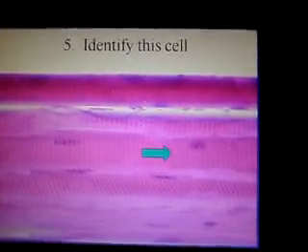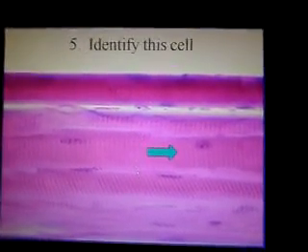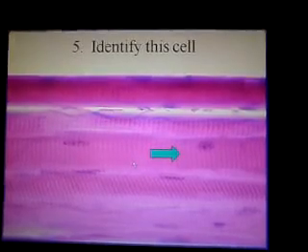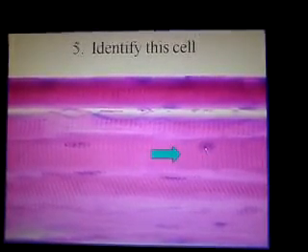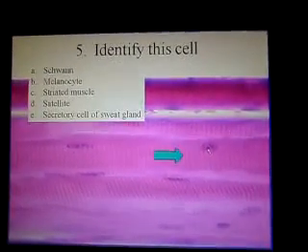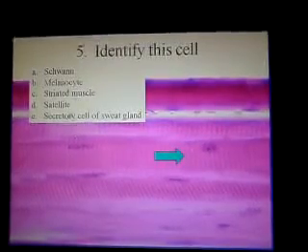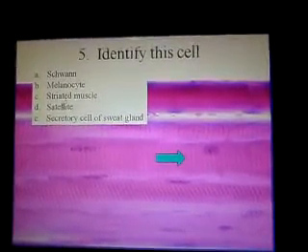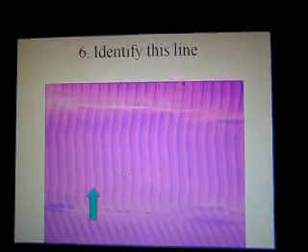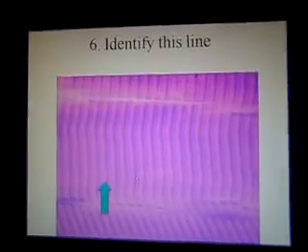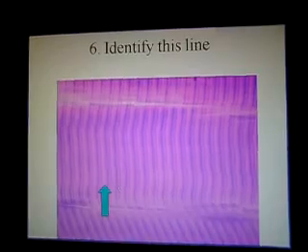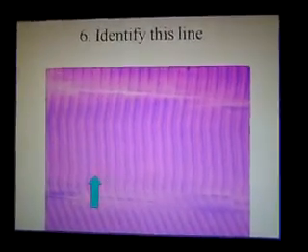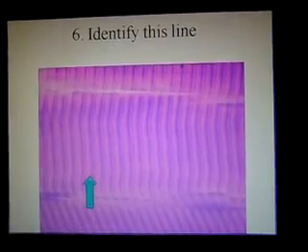Identify this cell: very obvious, very large fiber, very obvious cross striations, nuclei which look like they might be in the middle, but you know they're not. So identify these cells as striated muscle. Again, remember that all the cross striation on muscle were described by the light microscope, so you can see them all by light microscopy.